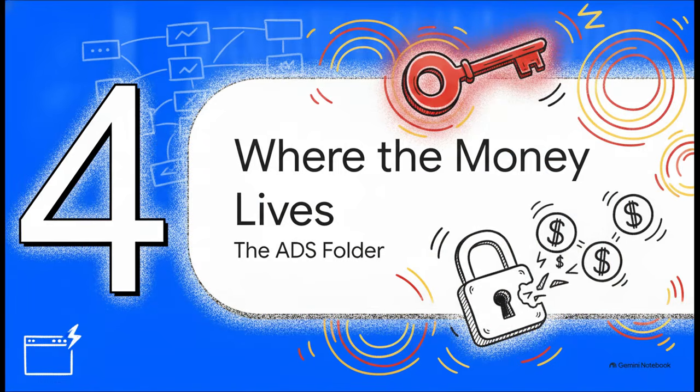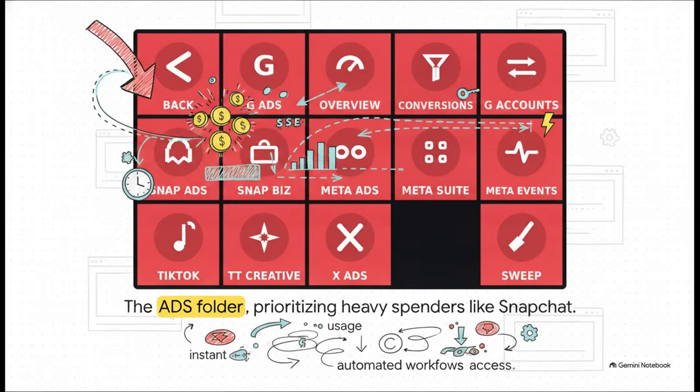Section 4. Where the Money Lives. All right, diving into the red ADS folder, things get strictly business. Notice that Snapchat is right there first on the list. Why? Well, according to this specific playbook, it's the heaviest platform for this user, so it prioritizes based on actual daily spend. Then you've got Google Ads, Meta, and TikTok. It completely replaces those clunky old bookmark folders by giving you instant single-press access to specific tools, like the Google Ads account switcher or the Meta Business Suite.